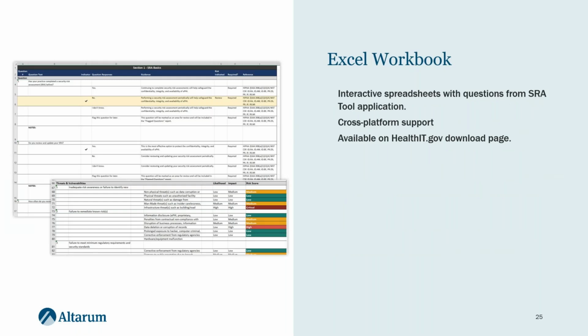And then we have the SRA Tool Excel workbook, which is a set of interactive spreadsheets containing all of the questions and most of the content from the SRA tool application. This Excel workbook has all 7 multiple choice sections. It's the same questions and responses that are included in the desktop application.